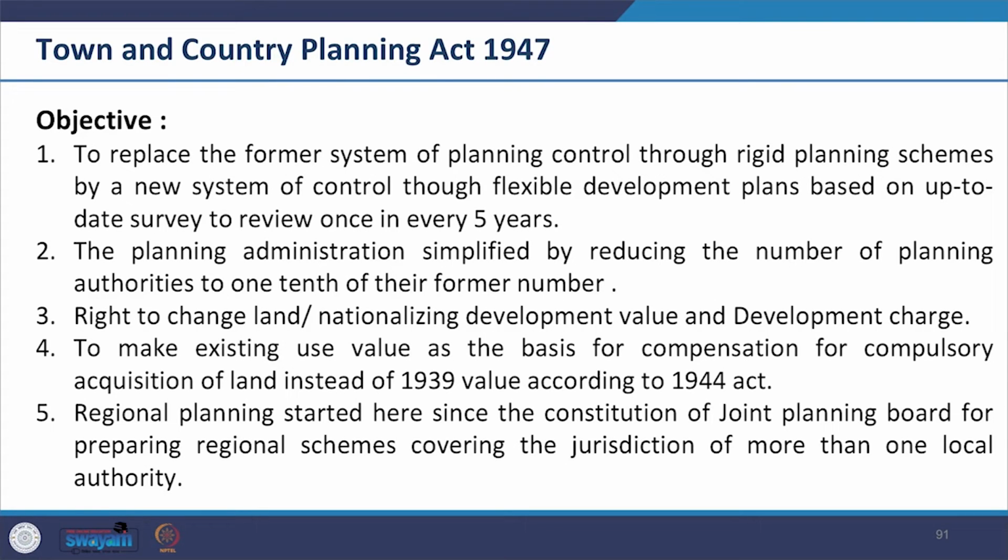So the intention was to replace the former system of planning control through rigid planning schemes by a new system of control through flexible development plans based on up-to-date survey, to be reviewed once in every 5 years. So there would be no rigid planning, but they would be reviewing things every 5 years. The planning administration was simplified by reducing the number of planning authorities to 1/10 of their former number. So there were a lot of planning authorities, and that reduction was also made.